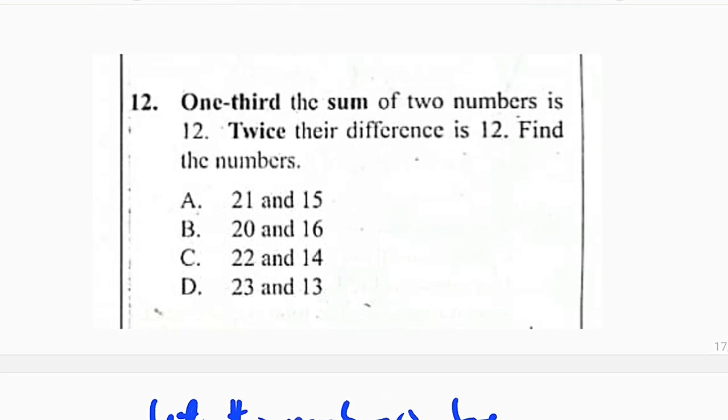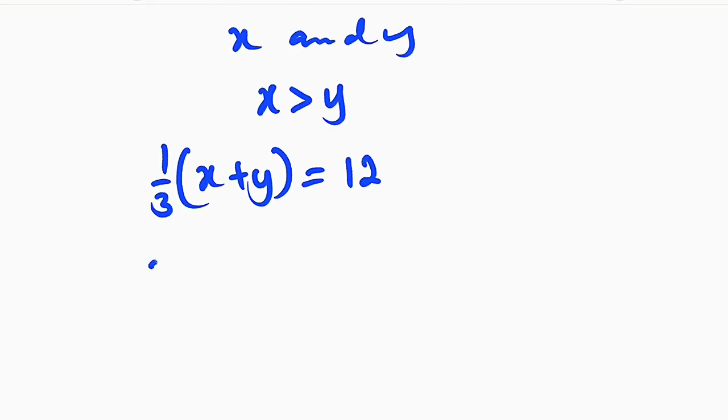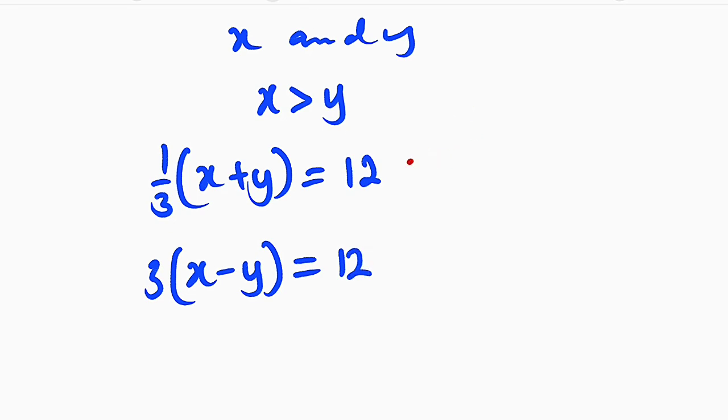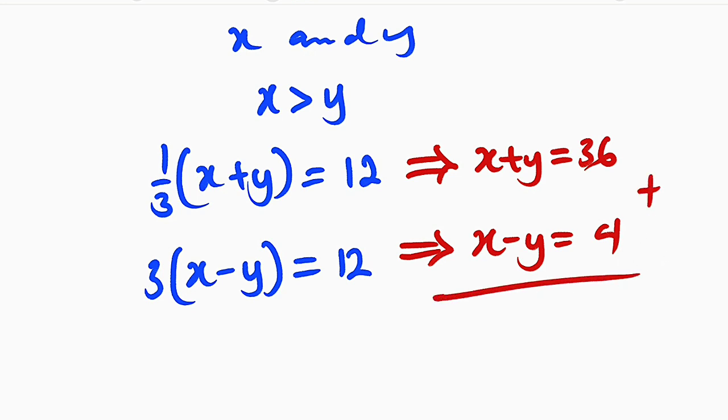Then the second statement stated that thrice, 3 times their difference. So I have 3 times their difference, x minus y, since x is greater than y. They say this is also equal to 12. So I can transform this into something new. If you multiply the whole of this equation by 3, you have x plus y equal to 3 times 12, which is 36. Then from this other one, if you divide both sides by 3, you have x minus y equal to 4.